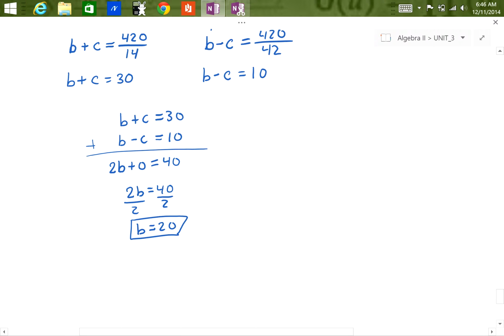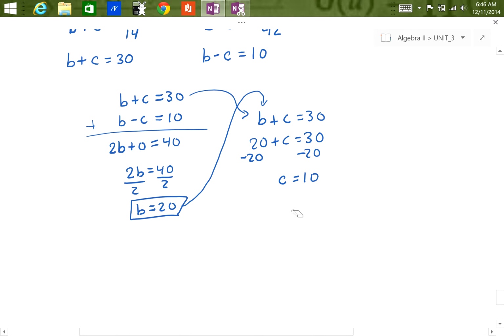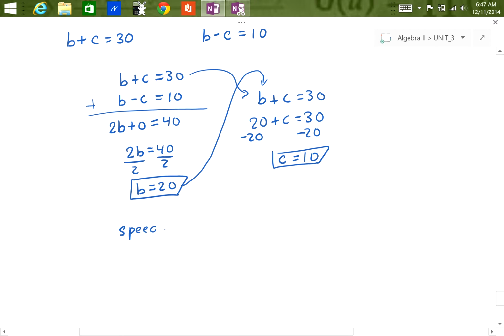To find the other half, we take one of our equations. I'll take this top one right here, B plus C is equal to 30. And I'm going to take the B equals 20 and plug it in for the B. So 20 plus C is equal to 30. Solving this for C real quick, we subtract 20 from both sides to get C by itself. That produces C equals 10. So we already solved for B, and now we've also solved for C. What did B represent? B represented speed of boat. Well, the speed of our boat is equal to 20 miles per hour. And then the C represented speed of current. And the C is equal to 10 miles per hour.